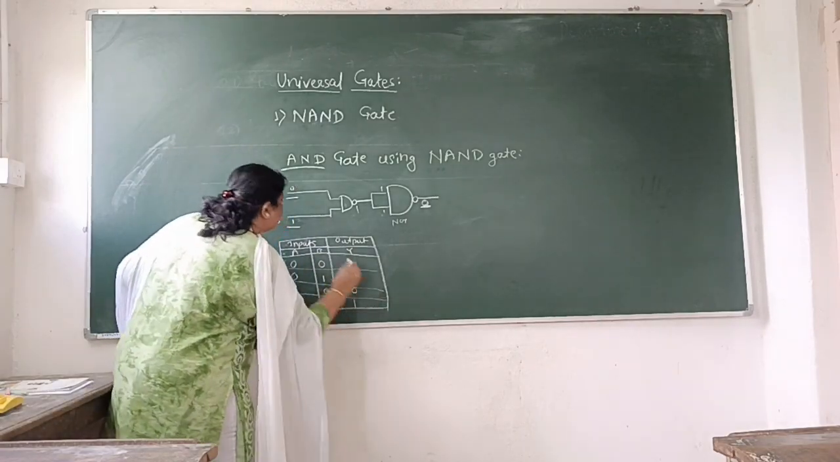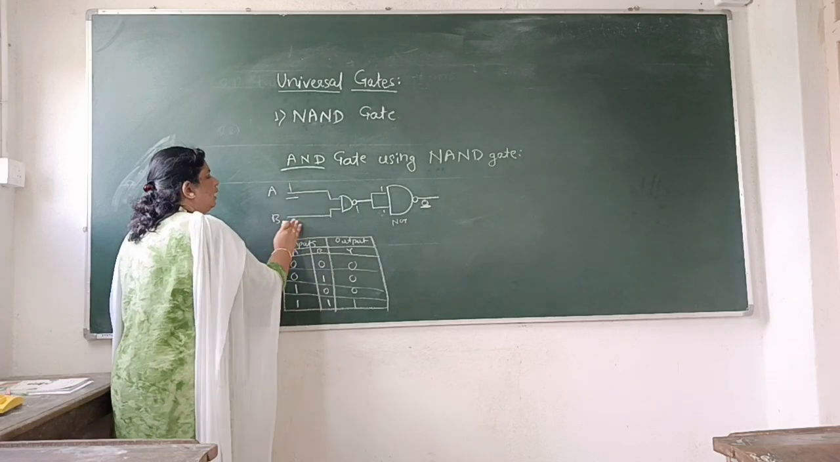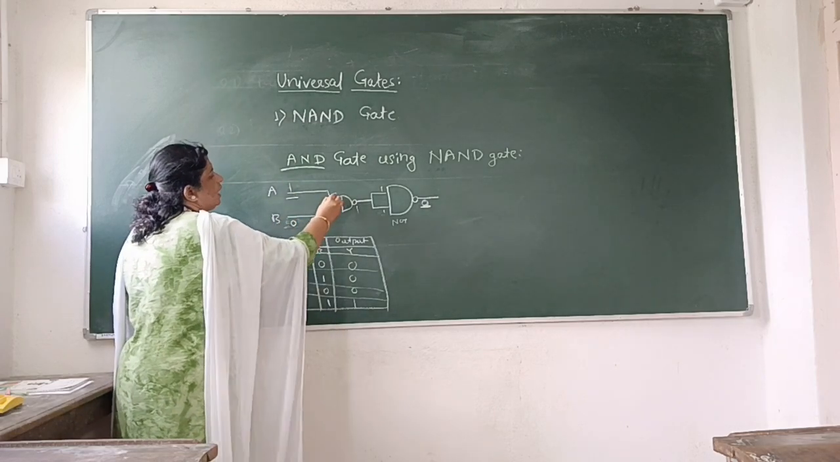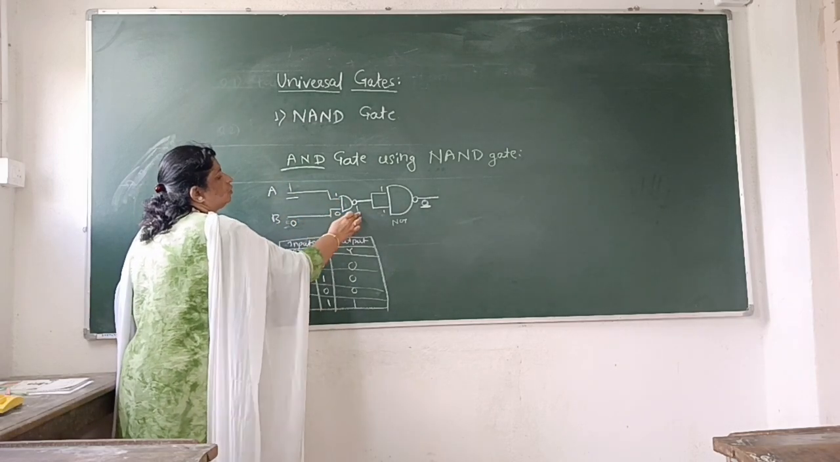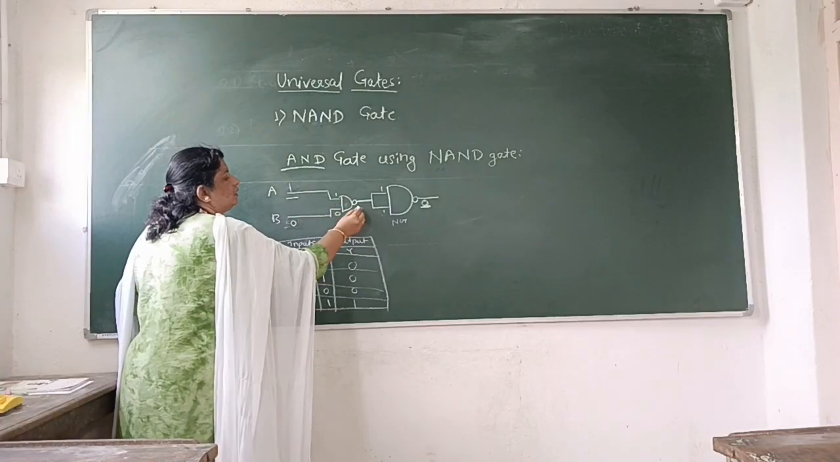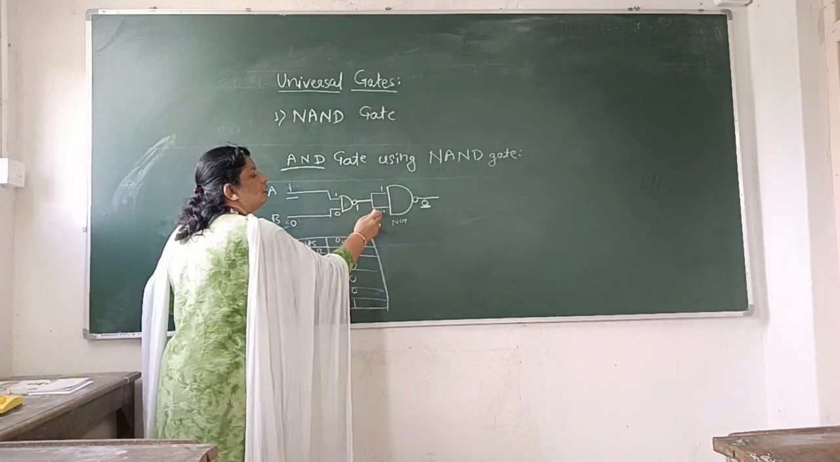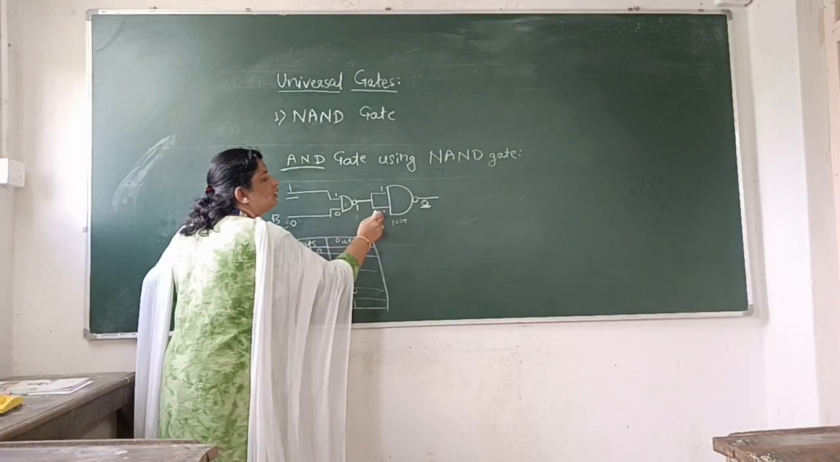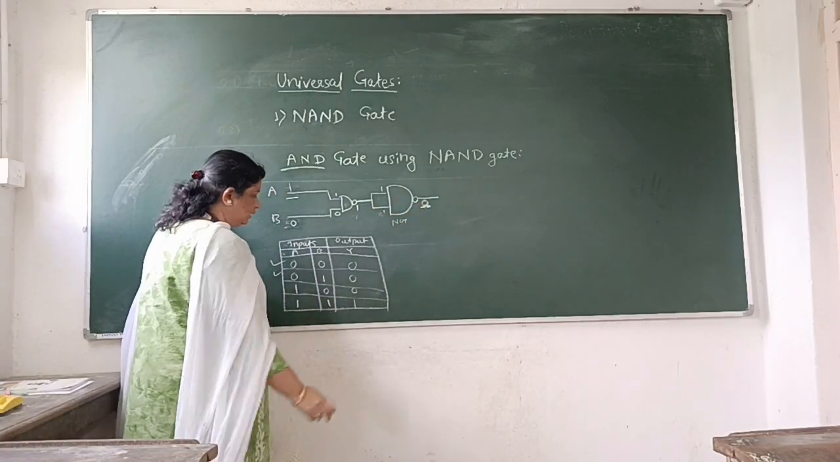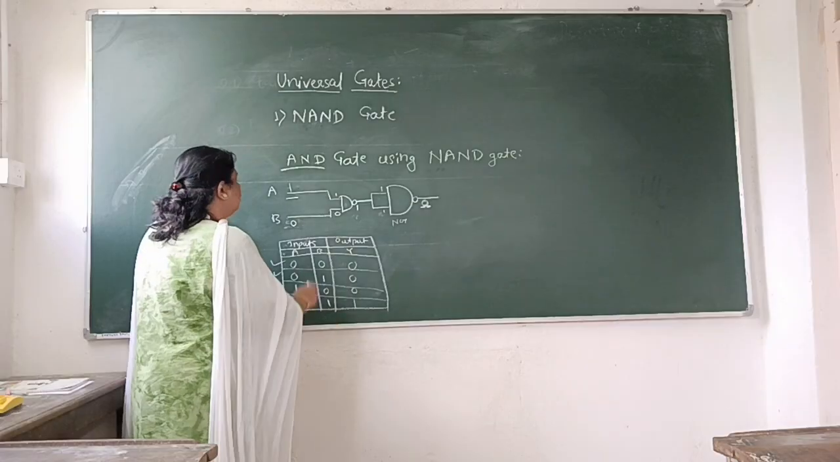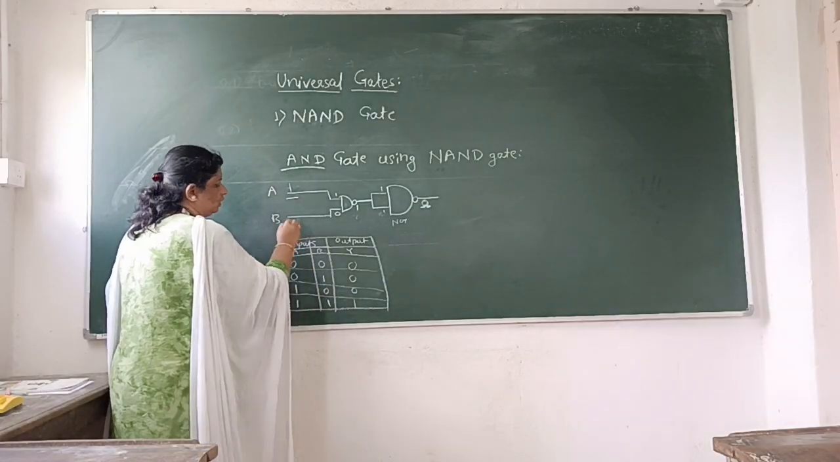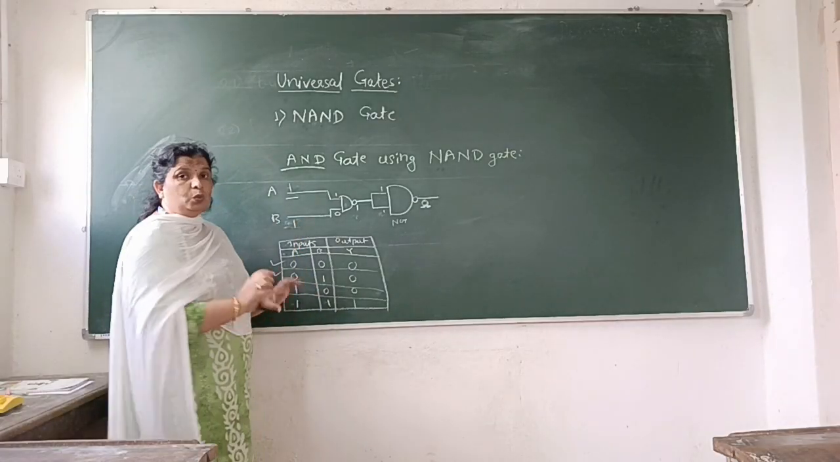Now in case of the third row, A is 1 and B is 0. For this case the output of NAND gate is 1. The same 1 is again connected to these two inputs where we are getting the output as 0 as in the previous case. Now we will verify for the last row when both the inputs are 1 1.